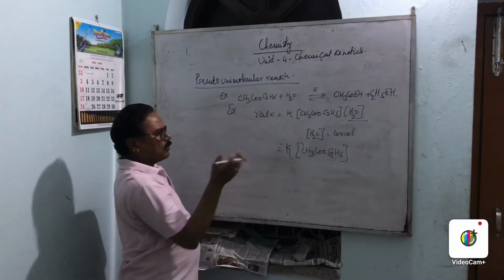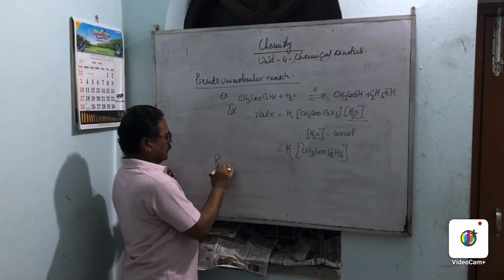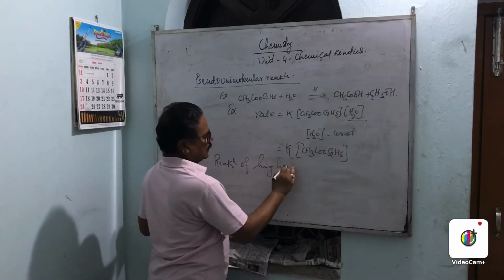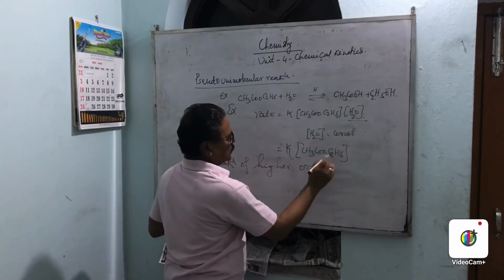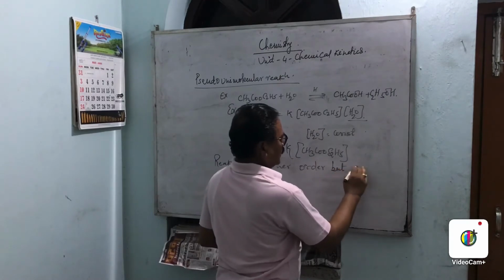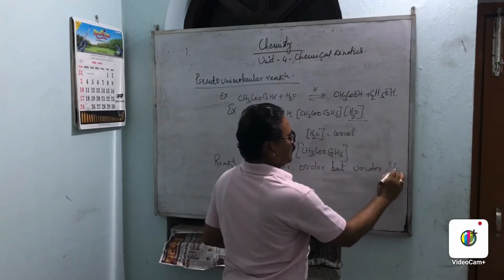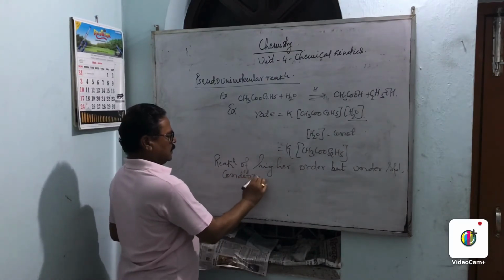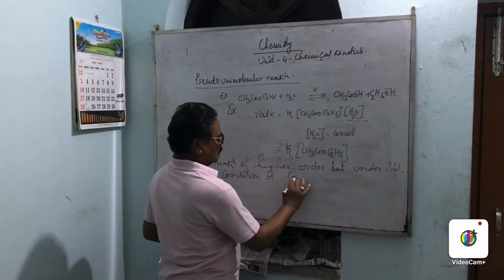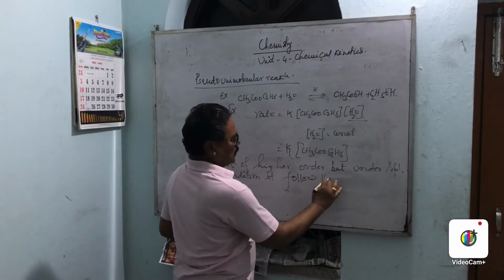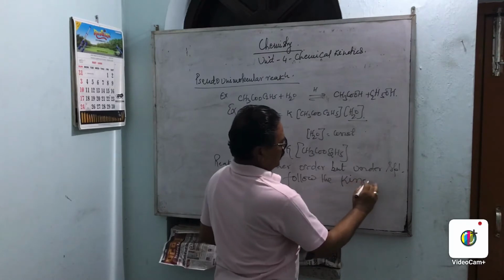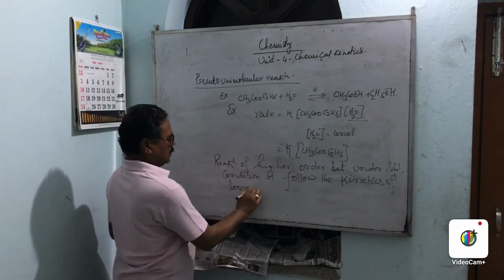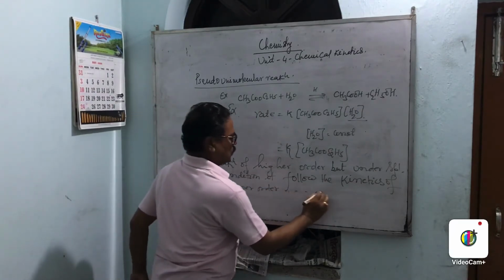So, a reaction of higher order, but under a special, suitable condition, it follows the kinetics of lower order, is called a pseudo unimolecular reaction.